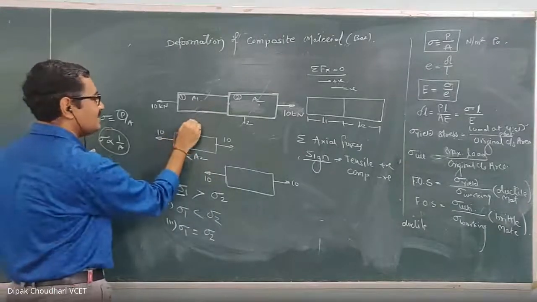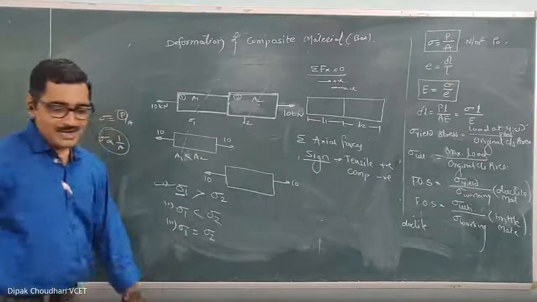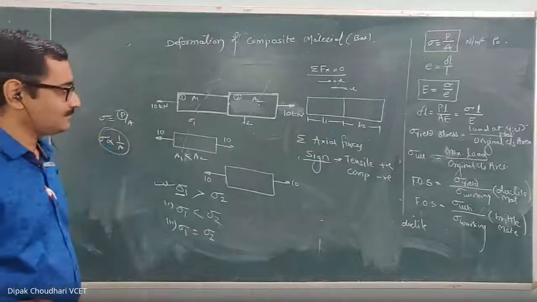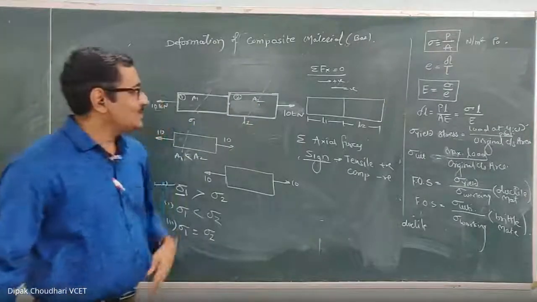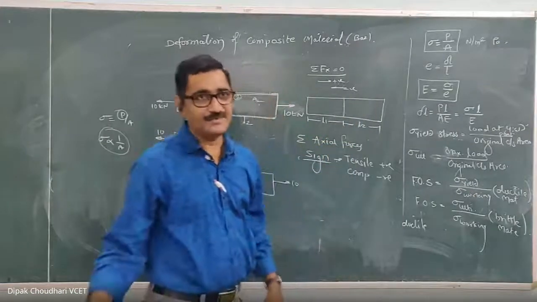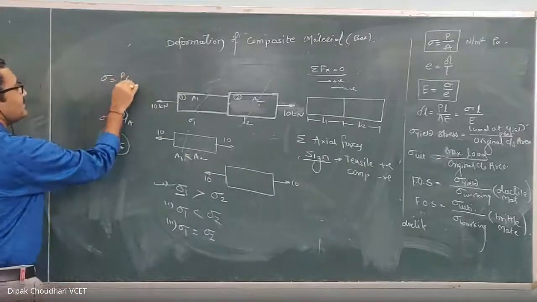Area lesser is less, so sigma 1 will be greater than sigma 2. Understood? Okay. Provided this axial force should be same. Now, the second case I have considered, where there is the same cross-sectional area. If the area is same, listen to me, stress equals P upon A.